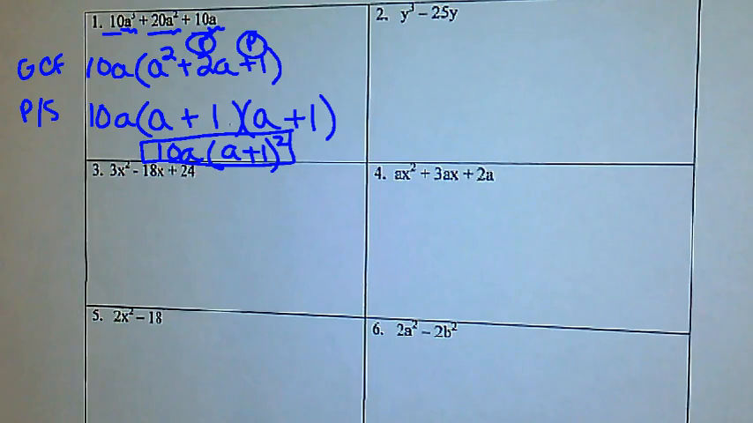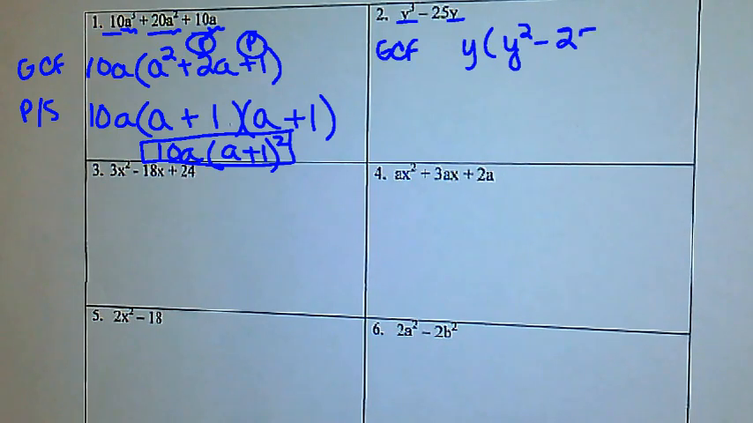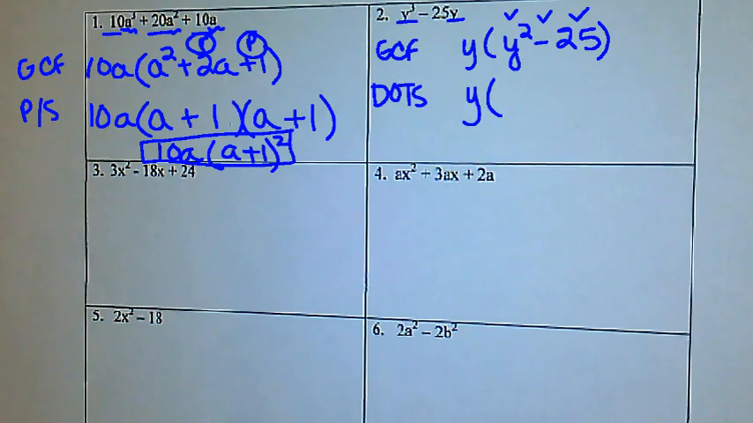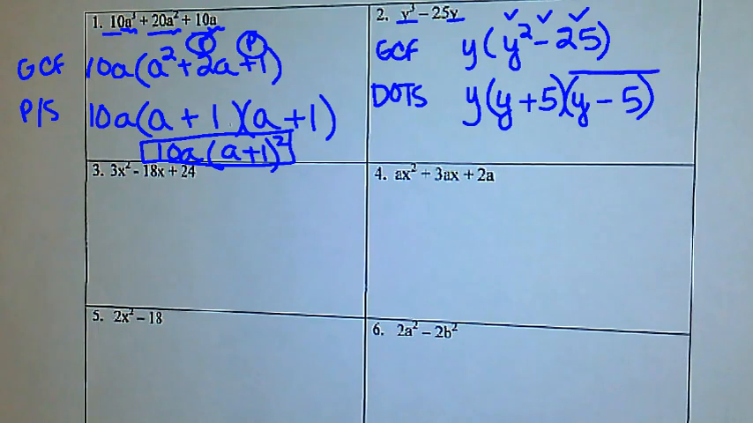All right, next one. So I see that I have a GCF, so let's take that GCF out first. So I have a y, and then I have a y squared minus 25. Okay, I have a binomial. I have a perfect square and a subtraction, so I can use dots. Okay, so keep that y out in front. Square root of y squared is y. Square root of 25 is 5. One's positive, one's negative.